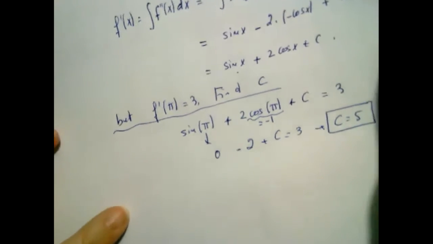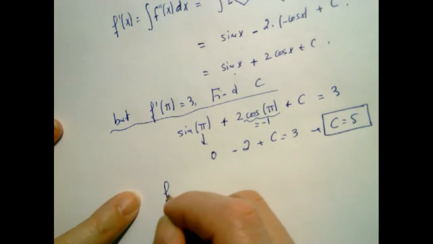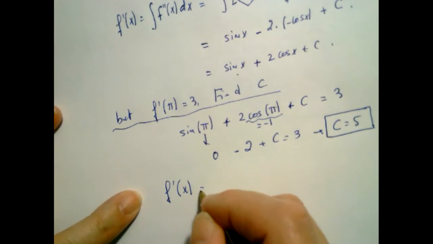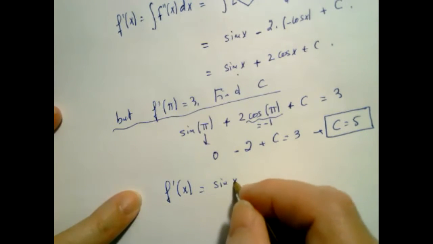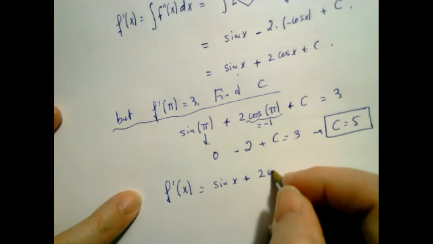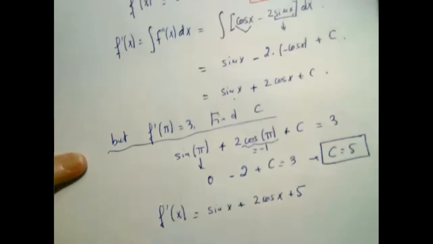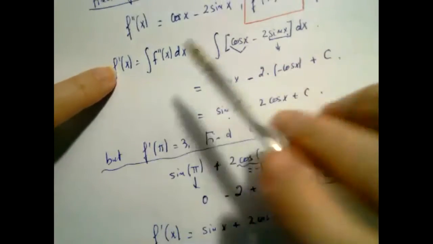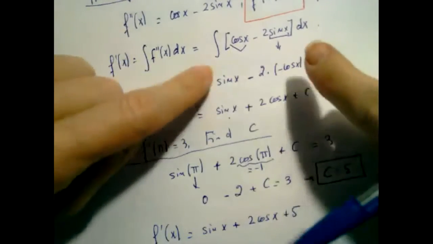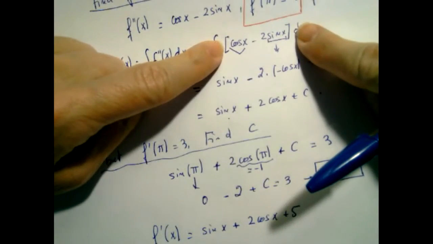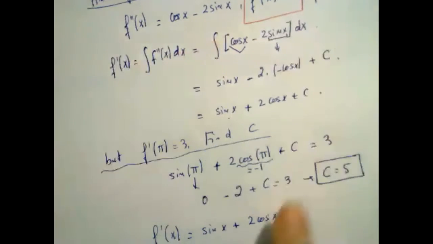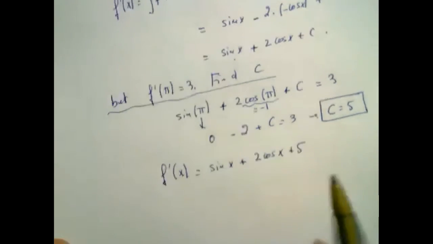Okay, I got my c. So now I have my f prime, which is sine x plus 2 cosine plus 5. So for all the functions whose derivative is cosine x minus 2 sine x, the one that will take pi to 3 is this one. So that's the particular one.